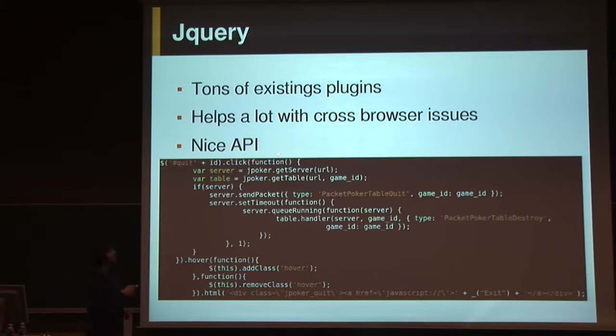But thanks to jQuery chaining, we can also say that we want to add a CSS class when hovered and define the markup for the button here.